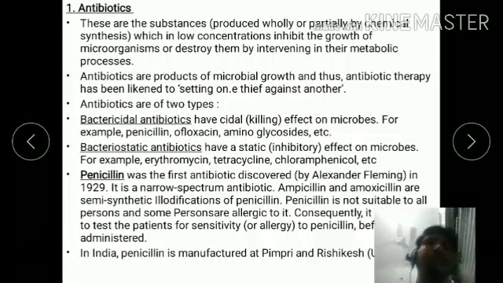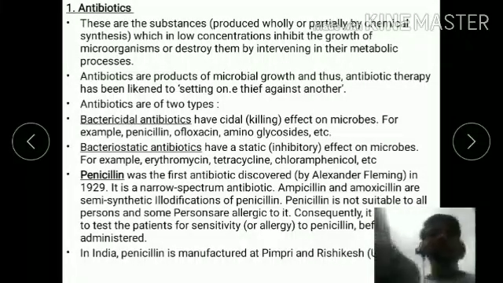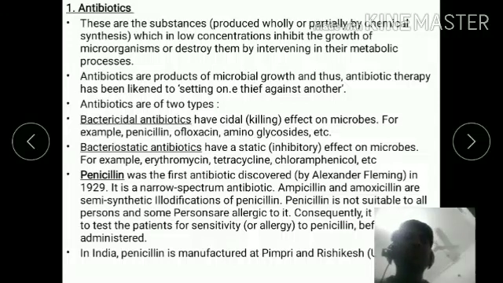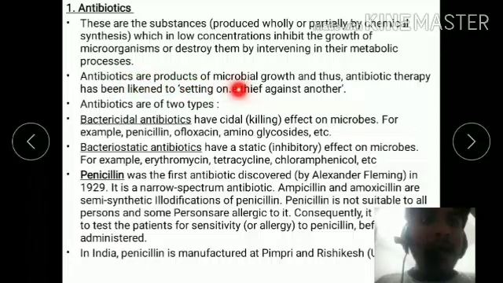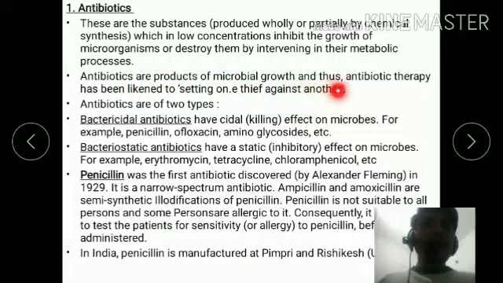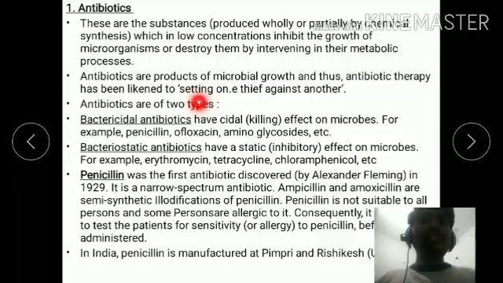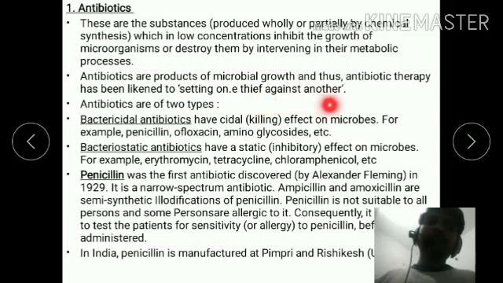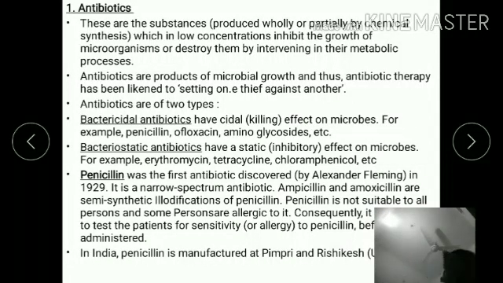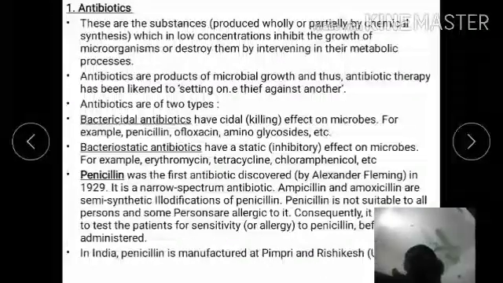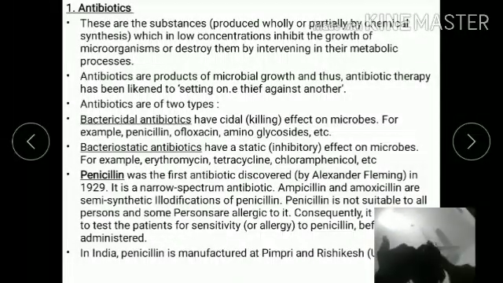Antibiotics means this medicine also prevents the growth of bacteria and virus. That is called antibiotic medicines. Antibiotics are products of microbial growth. There are two types of antibiotic medicine. Basically, antibiotics kill bacteria and viruses, or they prevent the growth of bacteria or virus. That is called antibiotics.